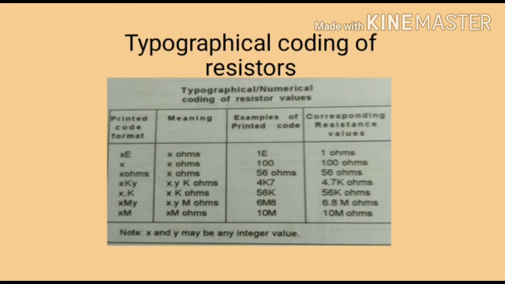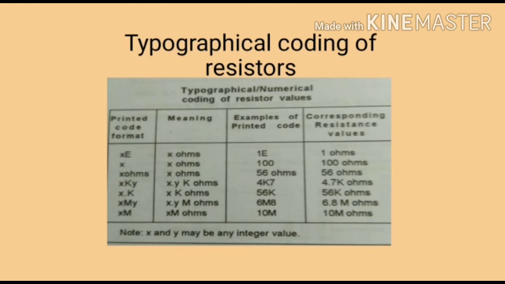In the typographical coding scheme of indicating resistance values, the ohmic value of the resistor is printed on the body of the resistor using an alphanumeric coding scheme. For example, if the printed code is 1E, then the corresponding resistance value will be 1 ohm.